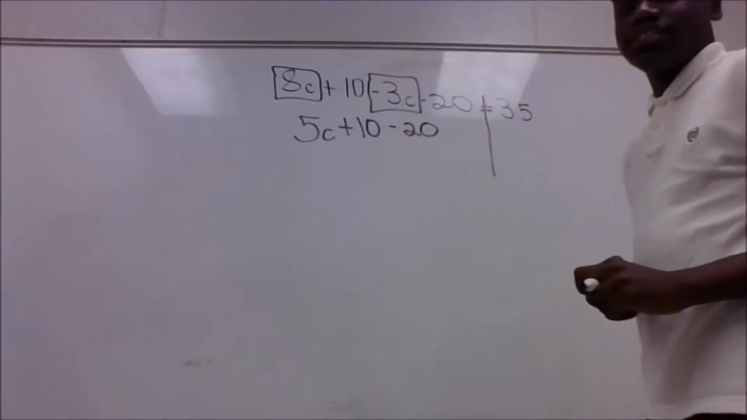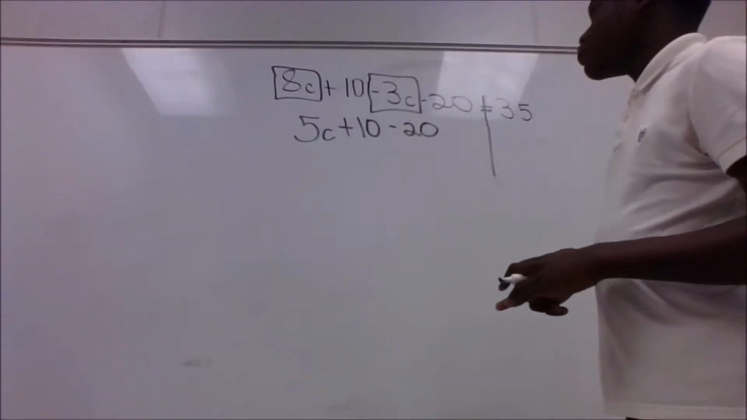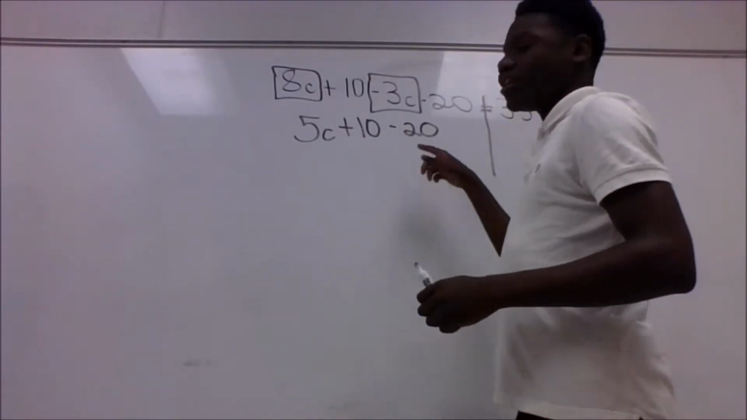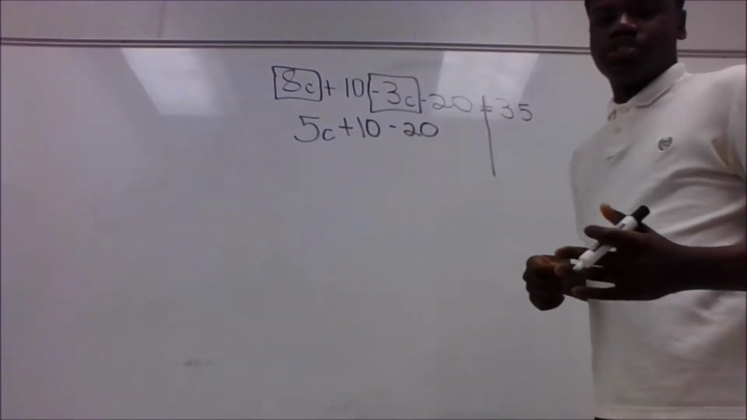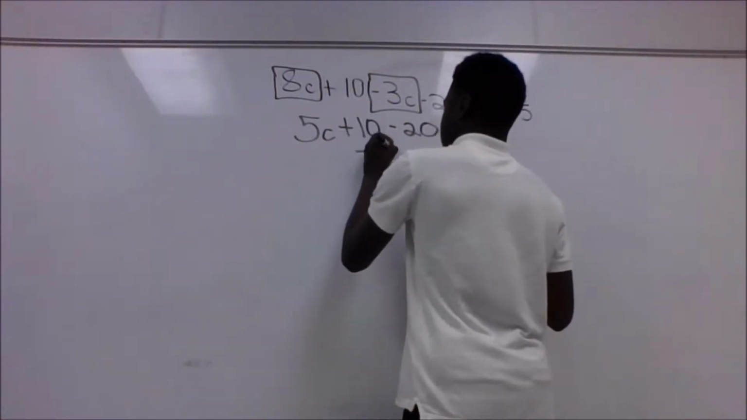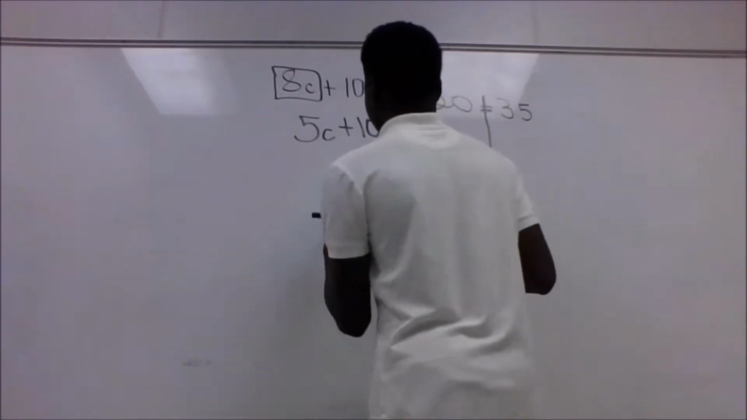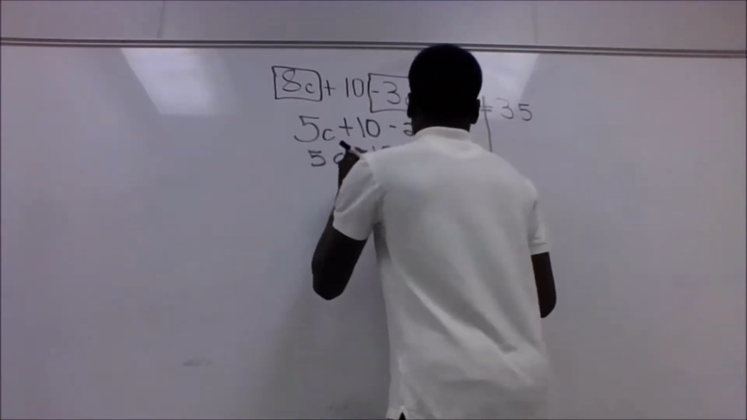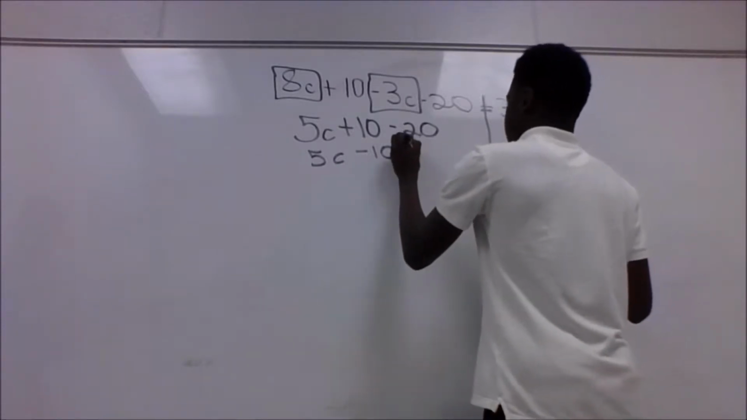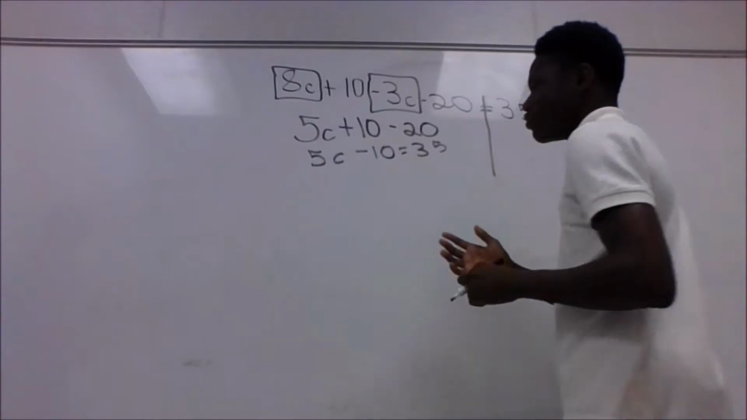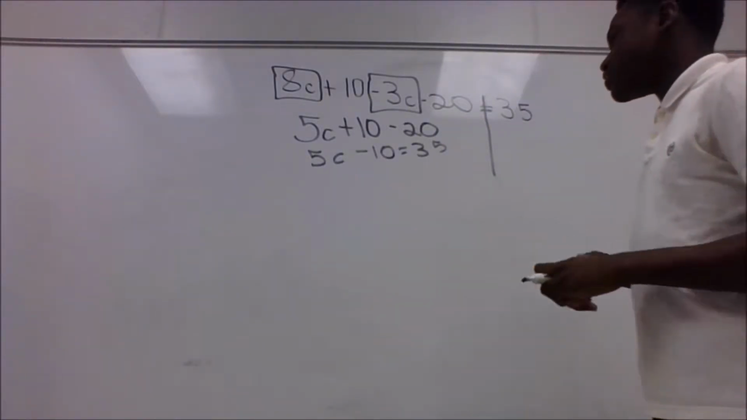Okay, so for the next step, you want to add your plus 10 and your negative 20, which will give you negative 10. Okay, so you want to bring down your 5c, and you want to bring down your 35. Okay, so right now you're at a two-step equation.